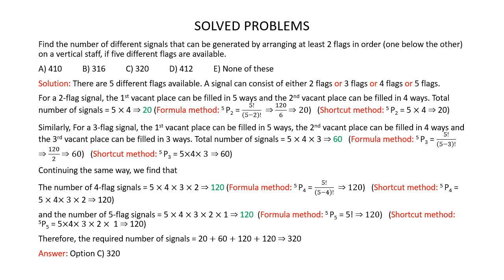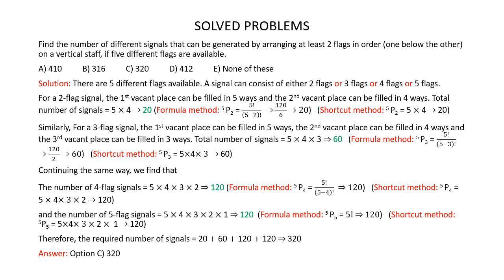Now we can find the value of 5p2 using the shortcut method. That is, starting from 5 in the descending order, there has to be a multiplication of two numbers. So 5 multiplied by 4 is 20. So 20 two flag signals can be formed.